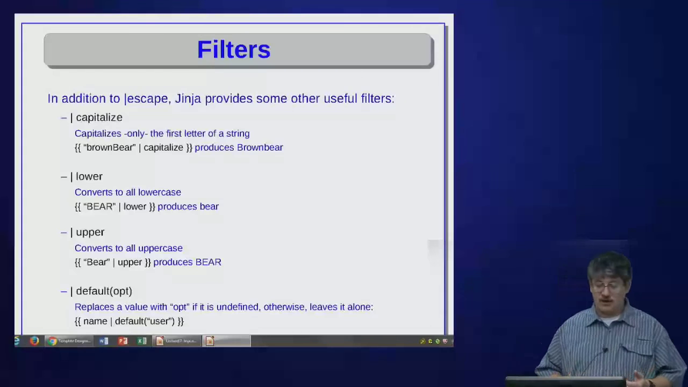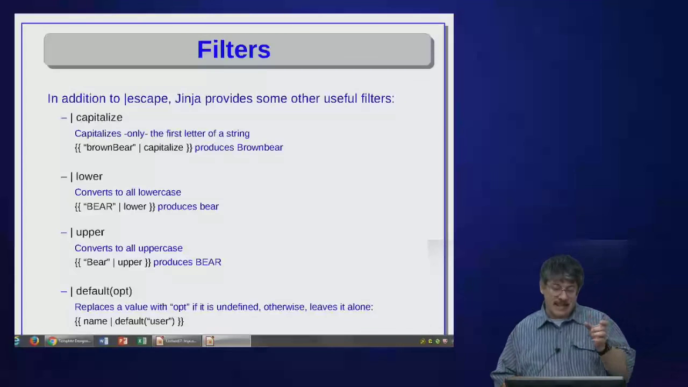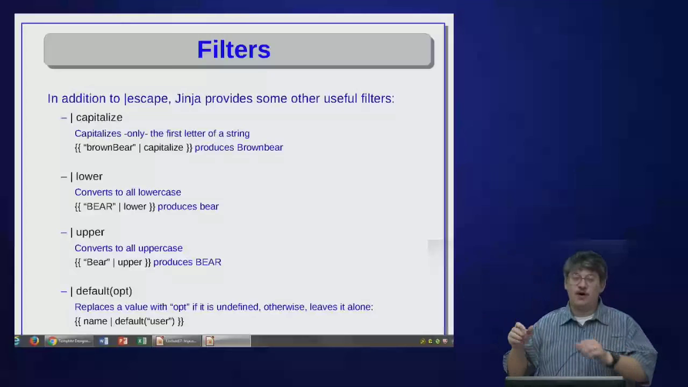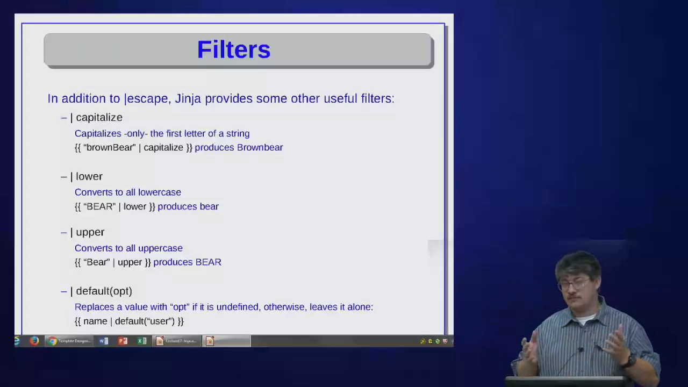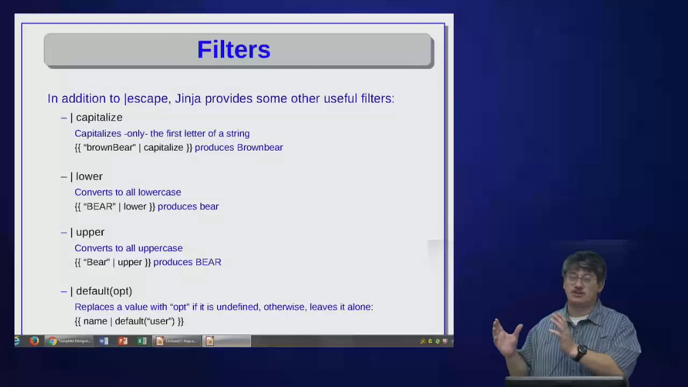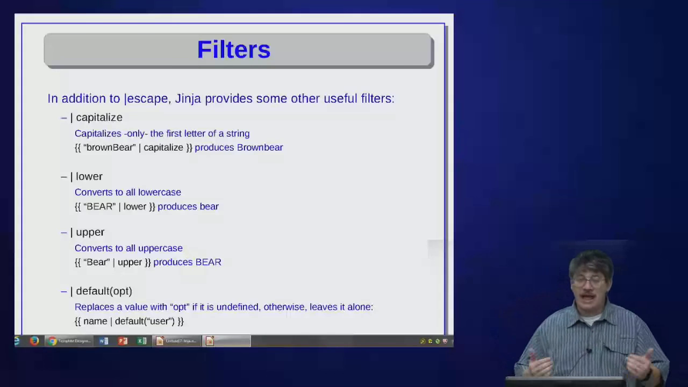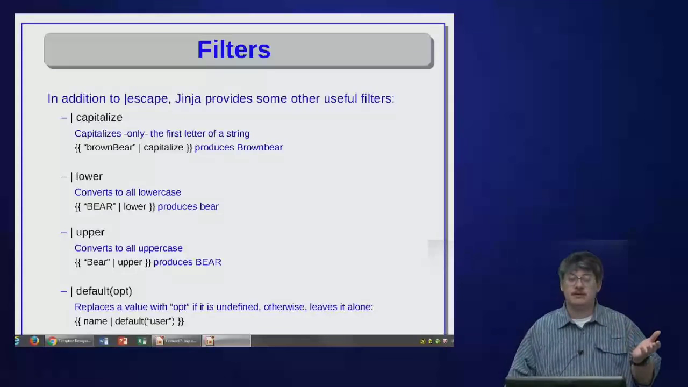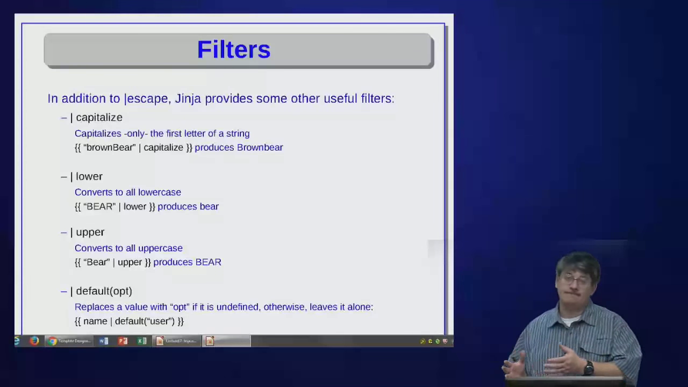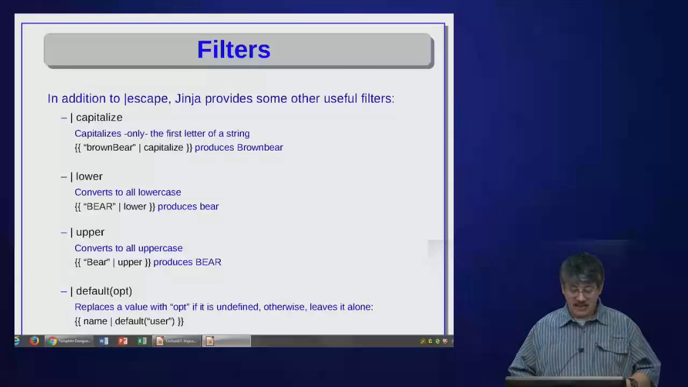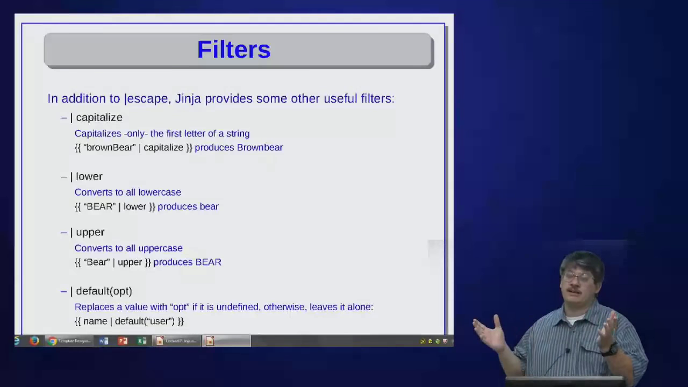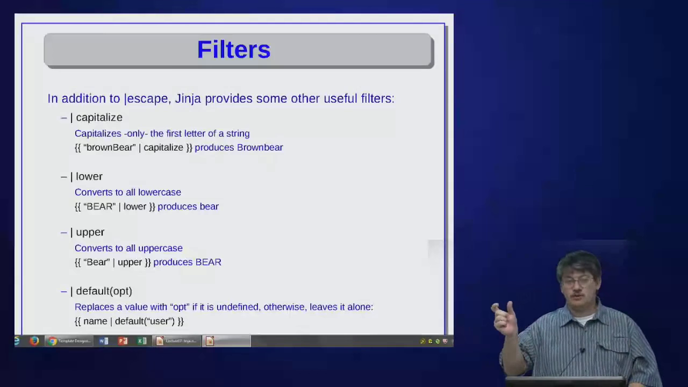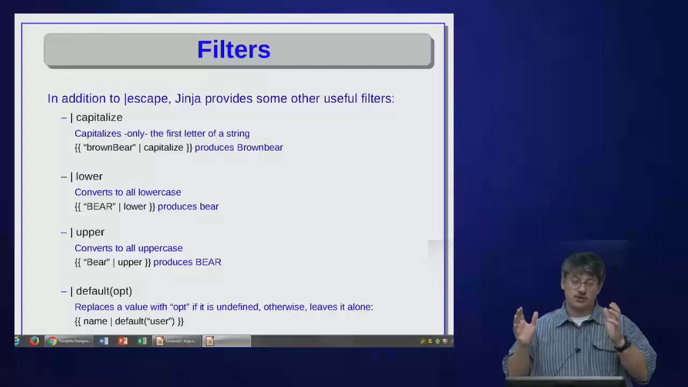So for example here, I can say curly brace name pipe default of user. Notice that some filters can take parameters and it just looks like a function call in Python. So what will happen here is if the name is defined, if the user typed in a name into the form, for example, it'll use the name they typed in. But if they didn't provide a name, the name will be undefined, and instead of just printing nothing, we can provide the default user. So it'll embed the string user into the web page.